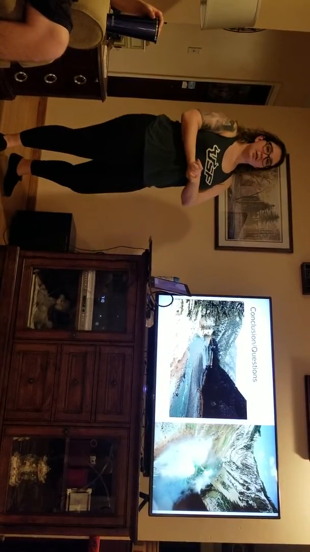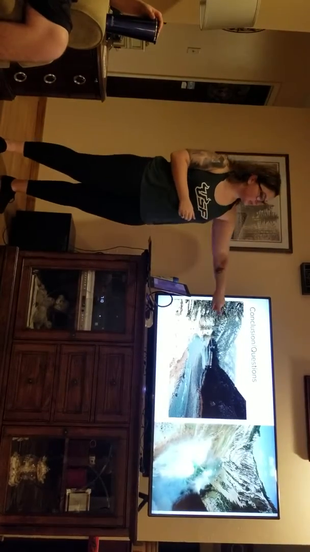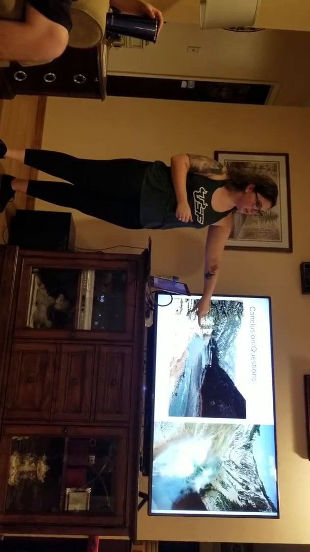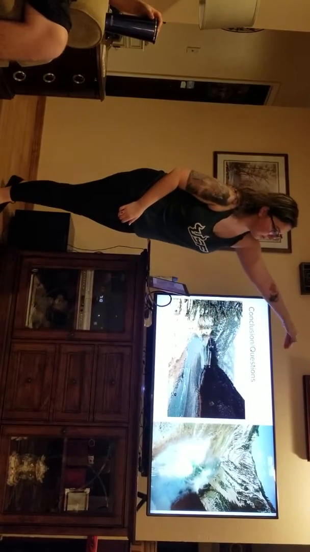This is the end. Are there any questions? This is the Yellowstone Grand Canyon from the front view, and this is a view of it from the top.